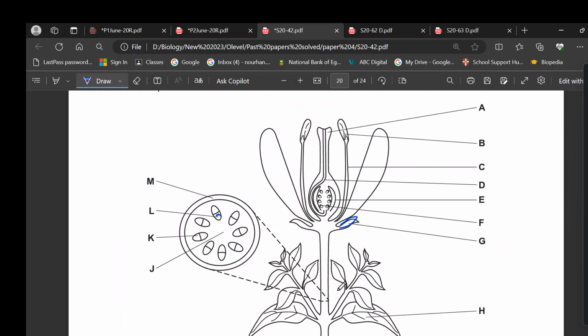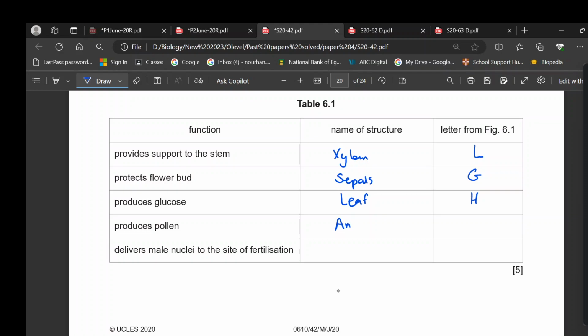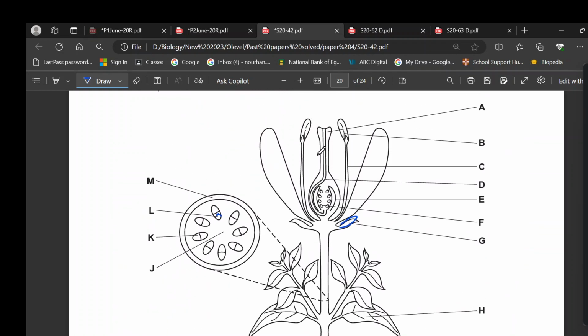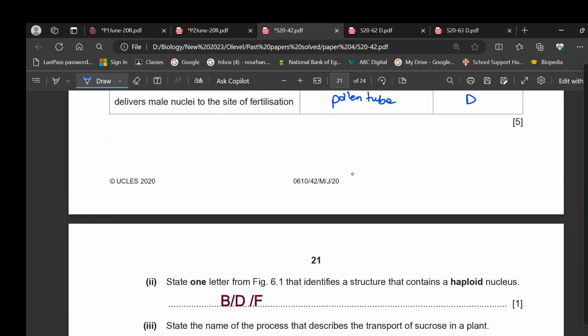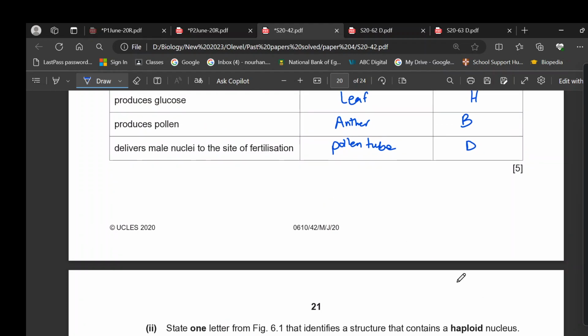This is the anther. Pollen grains are produced in the anther. B, anther. Delivers male nuclei to the site of fertilization. The male nucleus goes down the stigma and the style through this tube, which is called the pollen tube. D, pollen tube. Okay. State one letter that identifies the structure that contains a haploid nucleus.